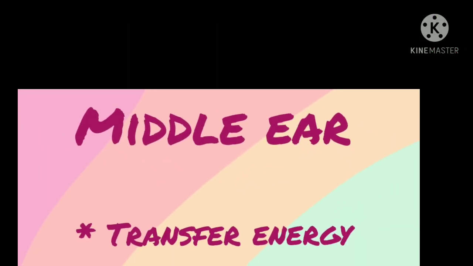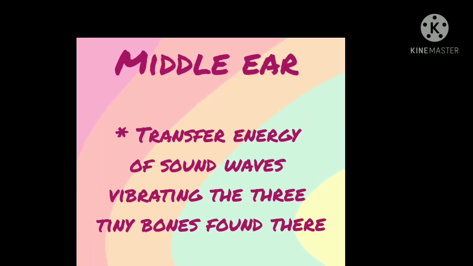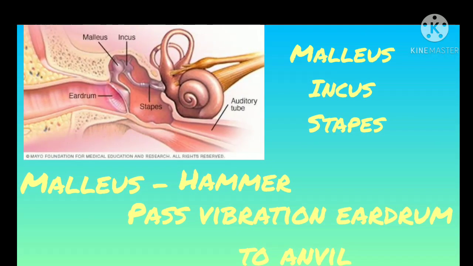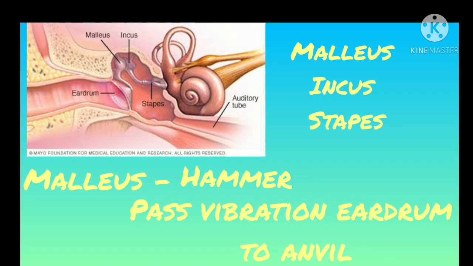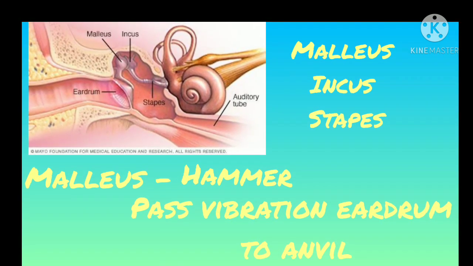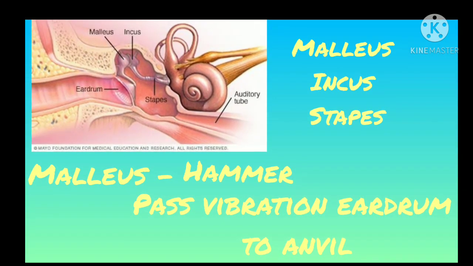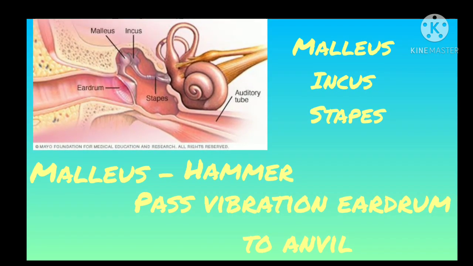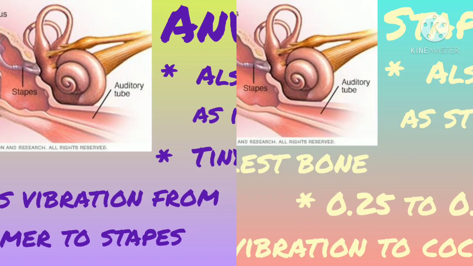The middle ear. The middle ear transfers the energy of a sound wave by vibrating the three bones found there. The three tiny bones of the ear are malleus, incus, and stapes. So, malleus. Malleus is also known as hammer. It has a long handle attached to a tiny bone that passes the vibration from the eardrum to the anvil. Anvil means incus. Another name of incus is anvil. Anvil is a tiny bone that passes the vibration from the hammer to the stapes.